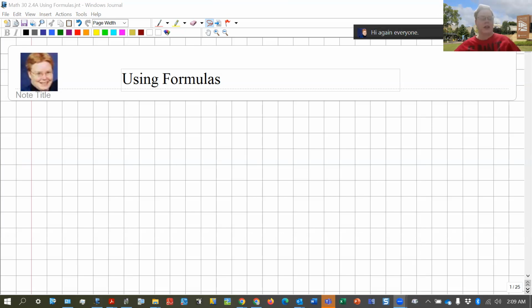In this next section, we're going to talk about formulas. I'm going to divide the lecture information into two parts. There's a list of formulas that you should download as well that are posted online. So here we go.